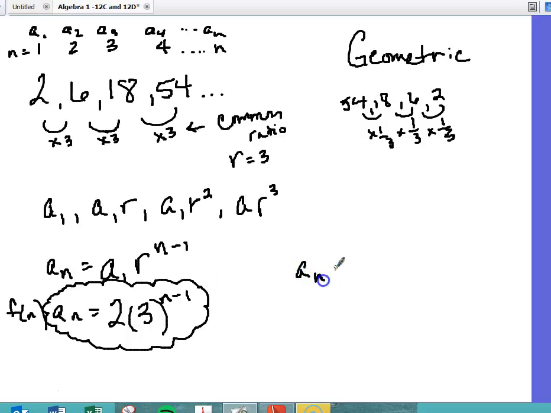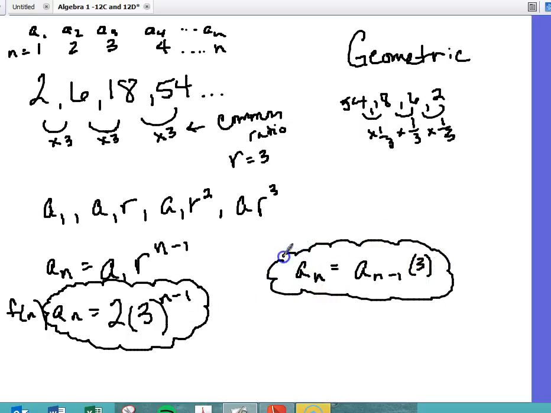So a sub n. What would I have to do to the term previous to end up in our term? So if I look at that fourth term, what did I do to 18 to get 54? Well, I just multiplied it by 3. What did I do to 6 to get 18? Well, I just multiplied it by 3. So from the term previous, I'm just multiplying by that common ratio. I really wish I could write today. I apologize. I'm going to have to get a new tablet, I think. So there's our recursive. Recursive is always based on the term previous.